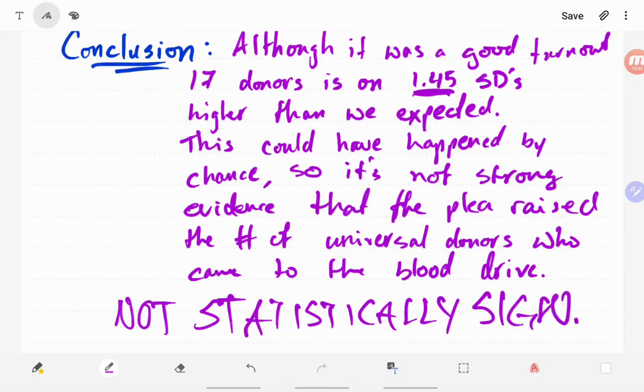Some beautiful handwriting there. All right, guys, let me know if you have any questions. I'll be around.